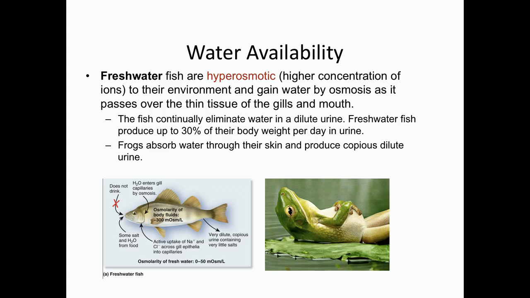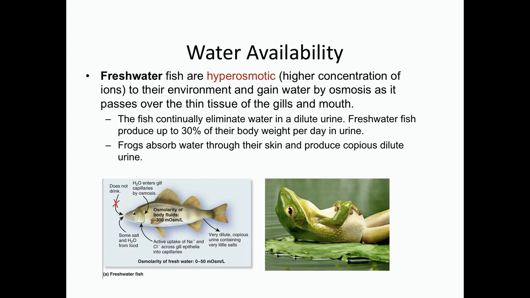So the fish is going to have to deal with this by, one, getting rid of as much water as possible. So freshwater fish are constantly eliminating water. They have very, very dilute urine, and pretty much as they swim around, they are peeing constantly. They produce about 30% of their body weight per day in urine, which is an incredible amount for a small organism like a fish. Frogs also will do the same thing. They're going to be absorbing water through their skin, and they're going to produce a whole bunch of urine.